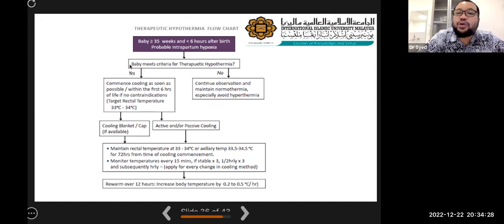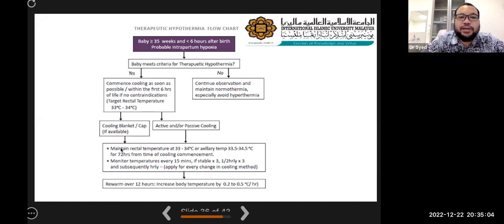For the criteria we look at the Thompson scoring. So commence cooling as soon as possible within the first 6 hours of life if no contraindication. Contraindication like what? For example, very large subaponeurotic hemorrhage, because we look at the complications. So if there's no contraindication, then we should begin. So ideally when we cool the baby, the target rectal temperature is 33 to 34 degrees Celsius. If axillary, we aim for 33.5 to 34.5.